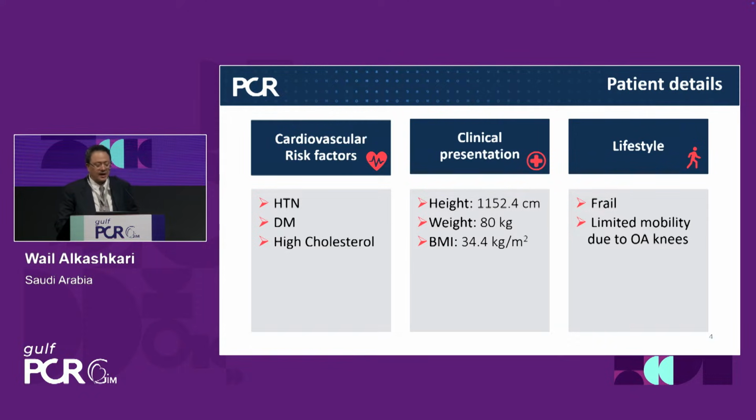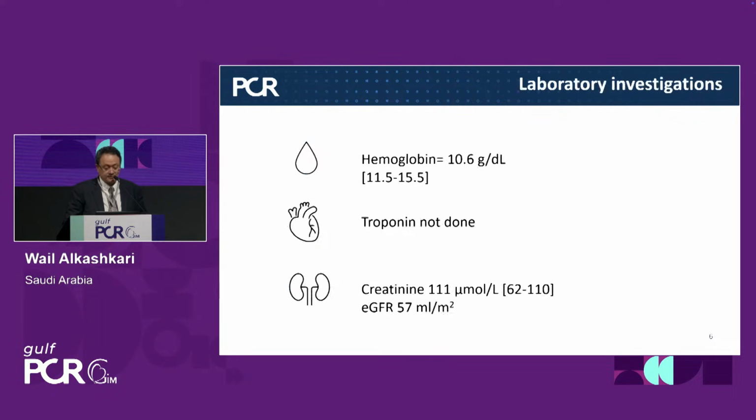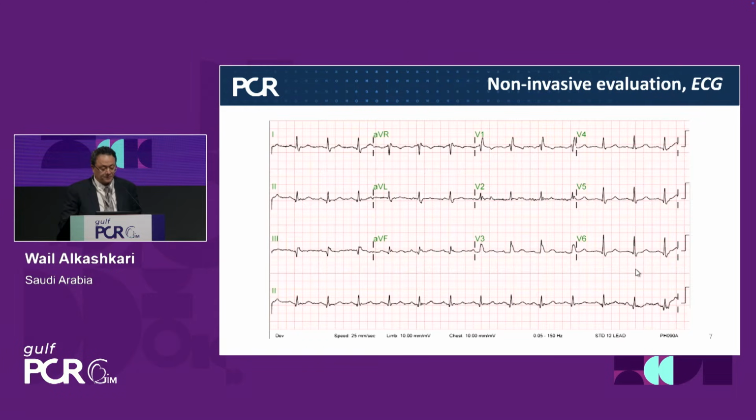Clinical presentation: the height is... I think this one is like 80 kg. Body mass index is 34.4, and frail with limited mobility due to osteoarthritis. Medication: aspirin 75, omeprazole, furosemide, atorvastatin, bisoprolol, and gliclazide. Hemoglobin at the time of the procedure 10.6, troponin not done, creatinine 11.